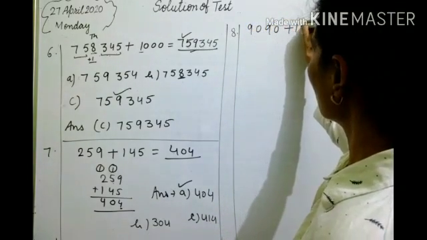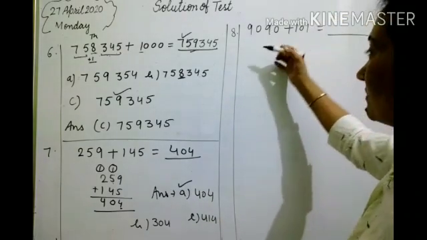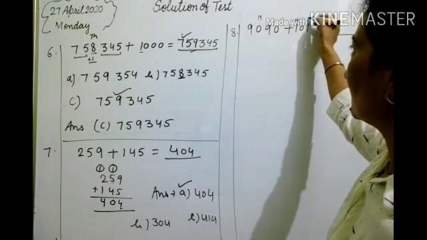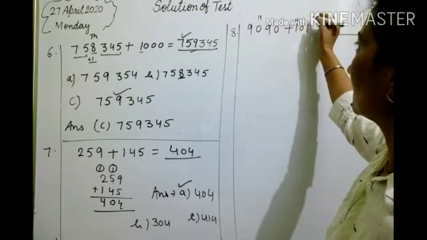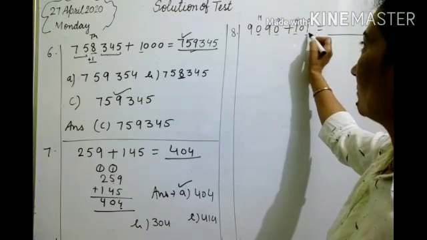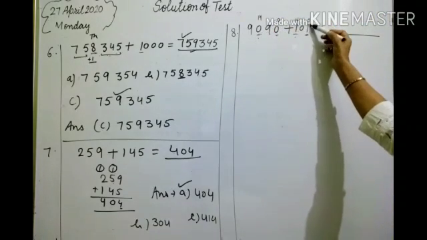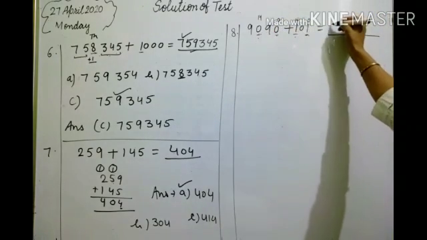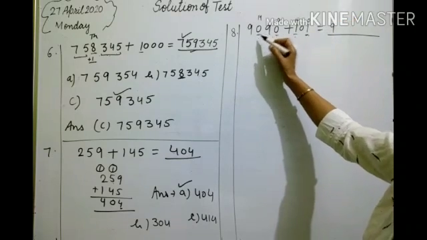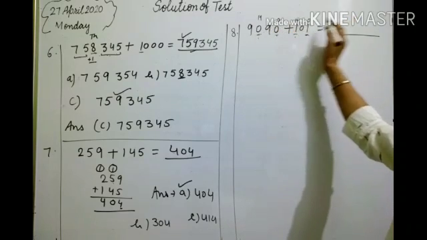9,990 plus 101. It is very much easy. Hundreds place, tens place, ones place. Here at the ones place, in the first number 0 is there. In both the places 1 is here. So you can add horizontally, as 1,000 place is not given. 9 as it is.